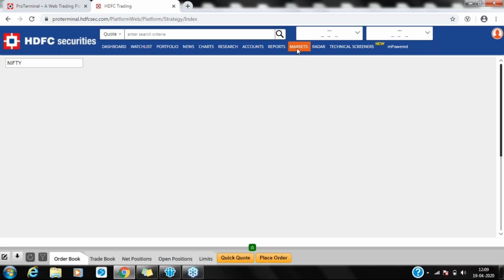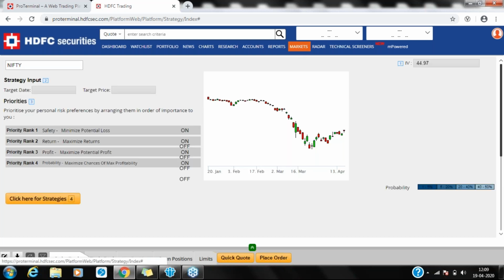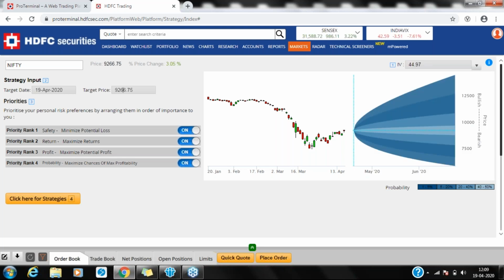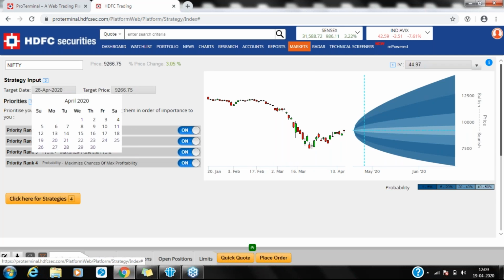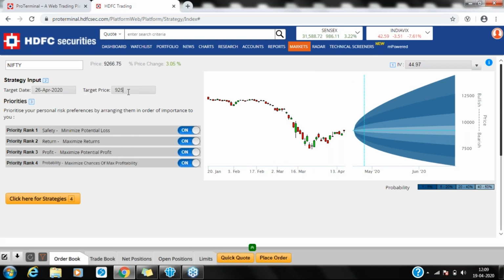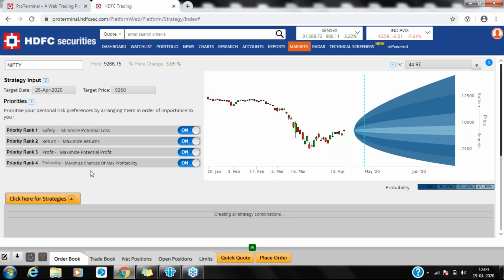Okay, so here it is. Let's suppose the current market price is around 9266 level, and you expect the market to be range bound. You expect that even by the next week, the market will be trading at around the same level, let's say 9250 level only. So you can enter 9250. This basically means the market will be range bound. You can set your priority and click on strategy. So you will get a range bound kind of strategy. So this is how you can use it. But you obviously can't enter a range in the option strategy section.